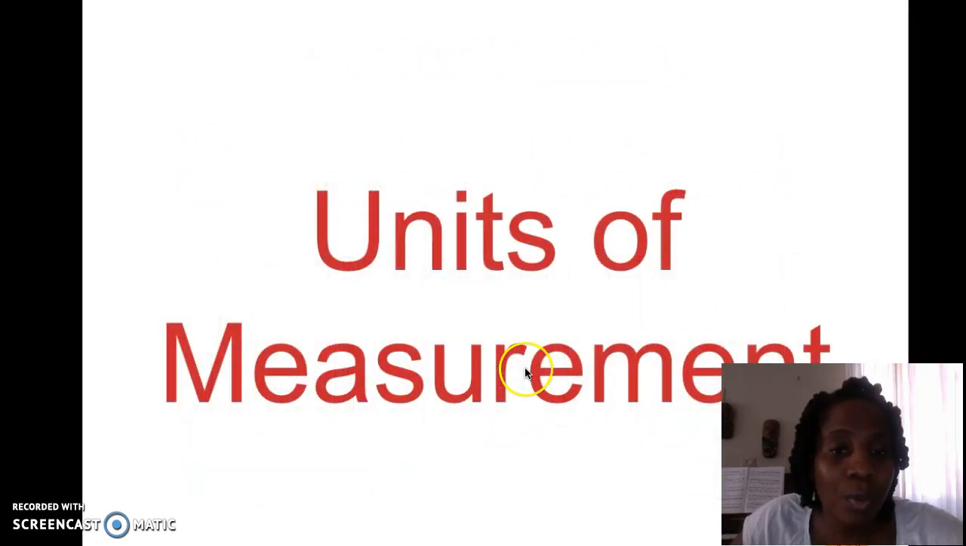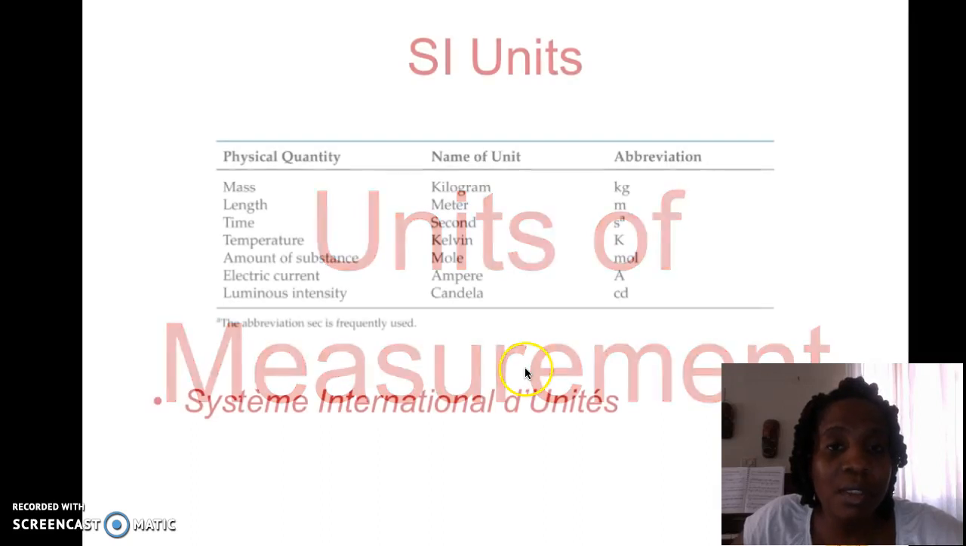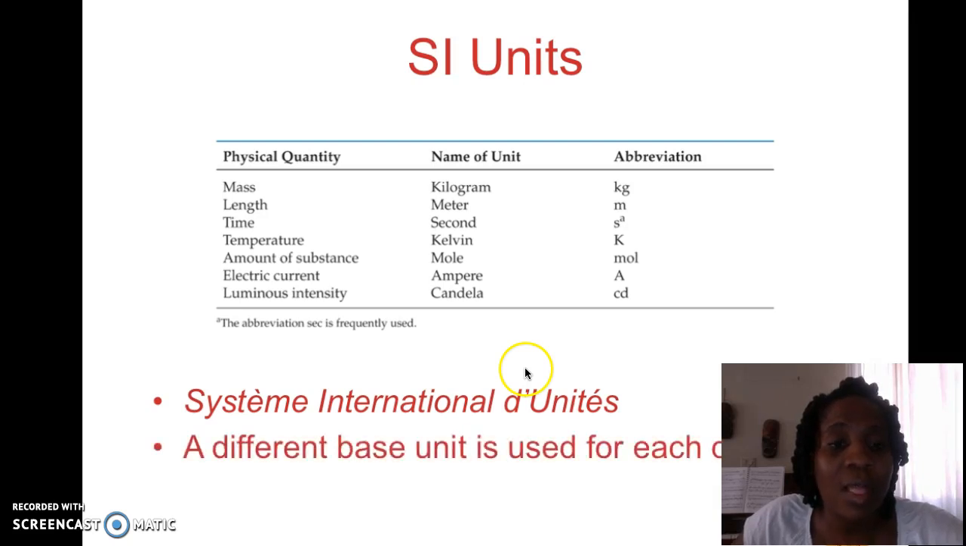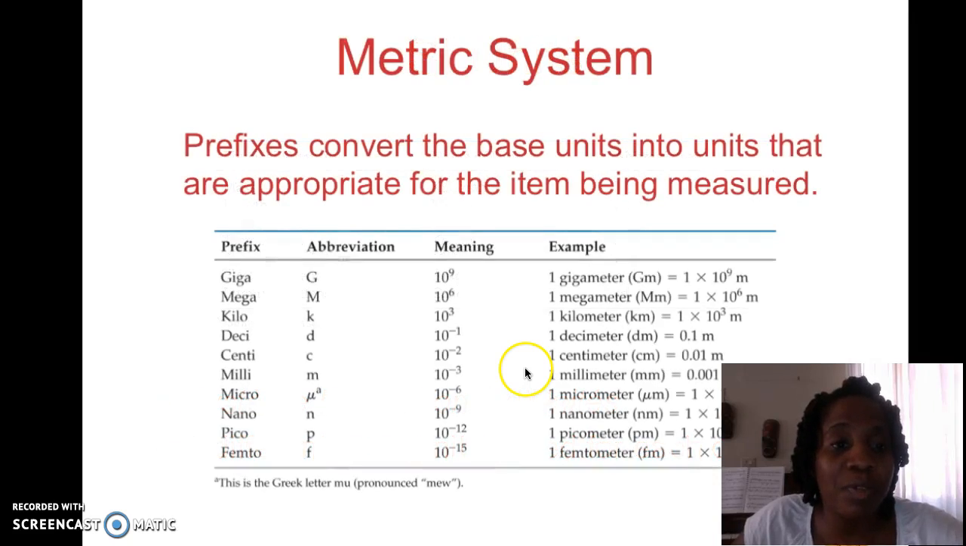Very quick review of units of measurement. You should be familiar with the SI units. SI, which stands for System International. Those are the units that we use in science courses. We use a base unit for each quantity, and then we use the metric prefixes to allow us to adjust those quantities so that they're appropriate for what we're measuring. Please be familiar with the commonly used prefixes and their meanings. You will be required to know these.